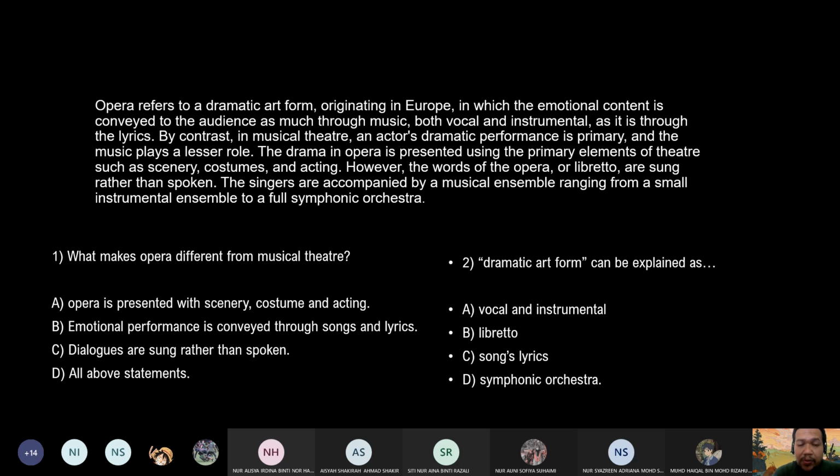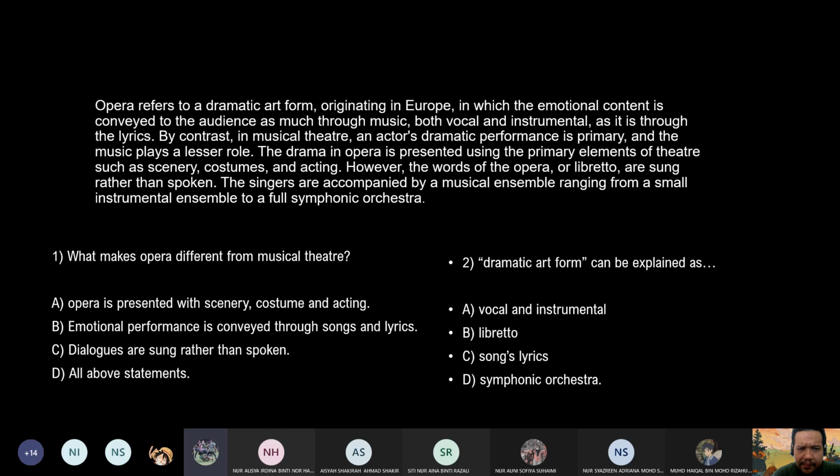All right, okay, number 2. Dramatic art form can be explained as? Is it vocal instrumental, libretto, songs lyric, or symphonic orchestra? I think the first line says dramatic art form in which emotional content is conveyed through music, vocal, and instrumental. So it's quite straightforward. So A, B, C, or D? C. Anyone? Why C?